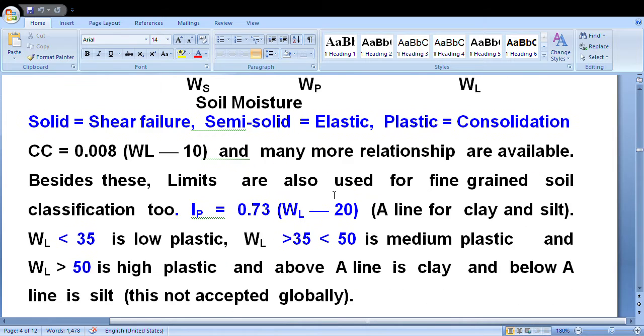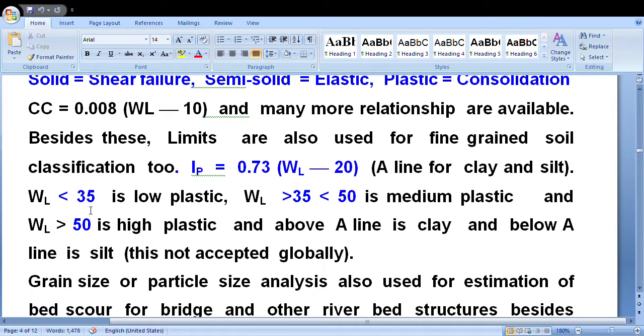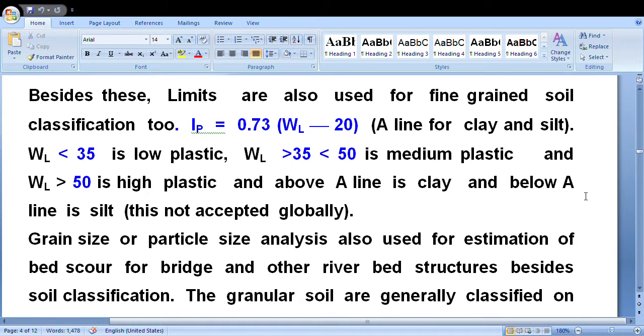Another is, if liquid limit is less than 35, it is classified as low plastic, like CL, ML, OL. If liquid limit is more than 35 and less than 50, then it is medium plastic. This is CI, MI, like that. And more than 50, it is high plastic, CH, MH, like that. This A-line criteria is not accepted globally.